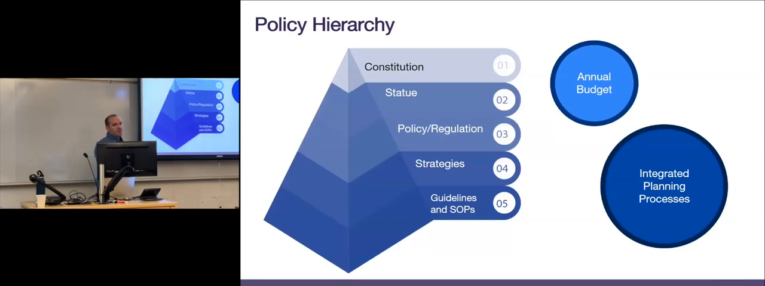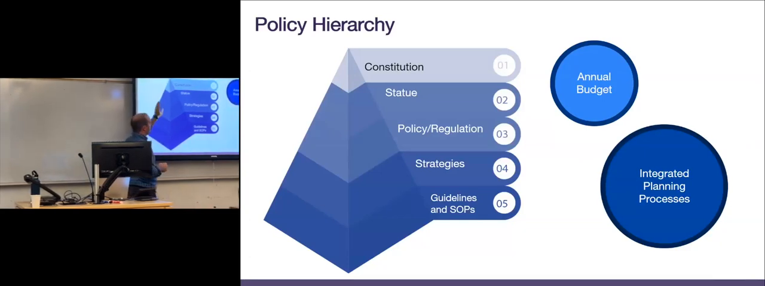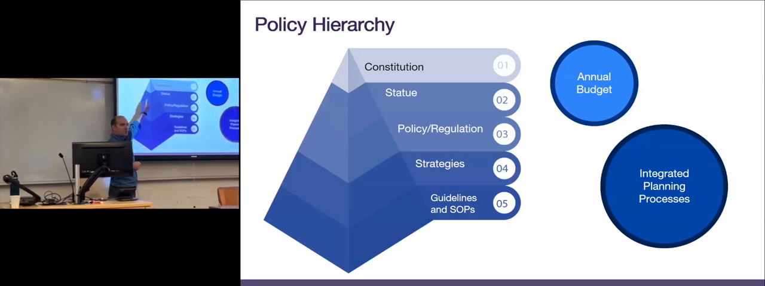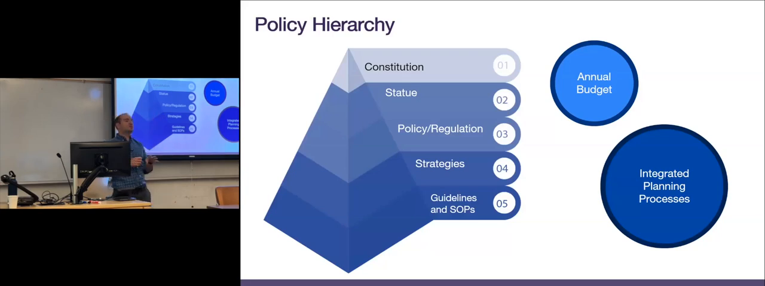Again, a very high-level hierarchy of different types of policies. In most places, the highest level, what trumps everything else, is going to be the Constitution. Below that, you're going to have statutes that are adopted by legislatures. Statutes, not statues. Policy regulations are then the next level down. Those are adopted by administrative agencies, departments of health, ministries of health.